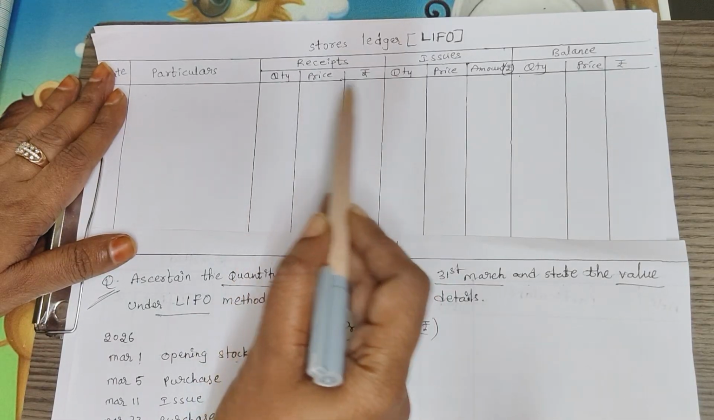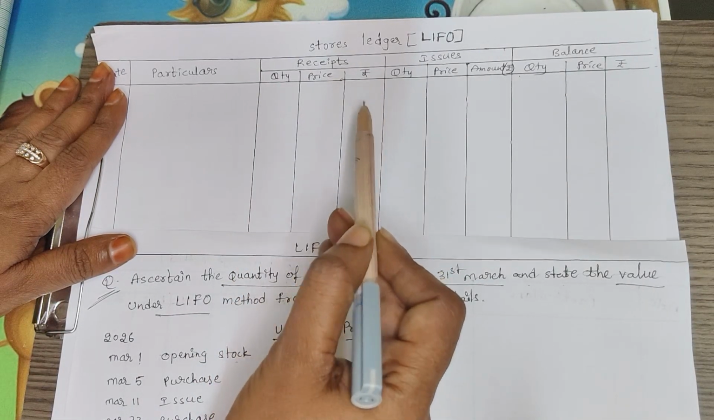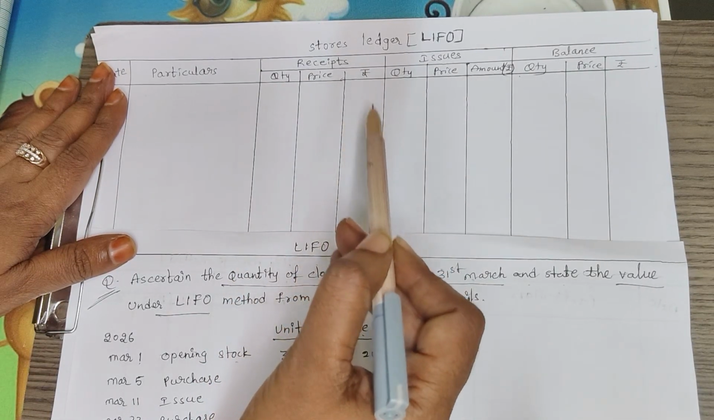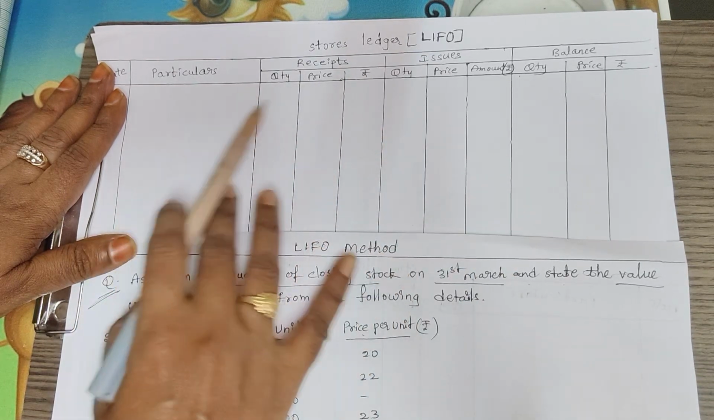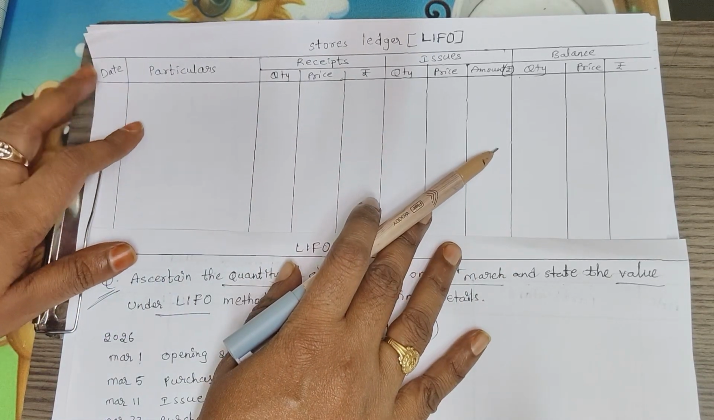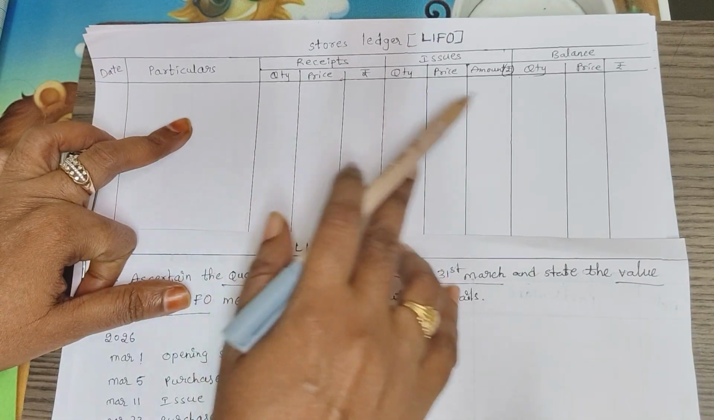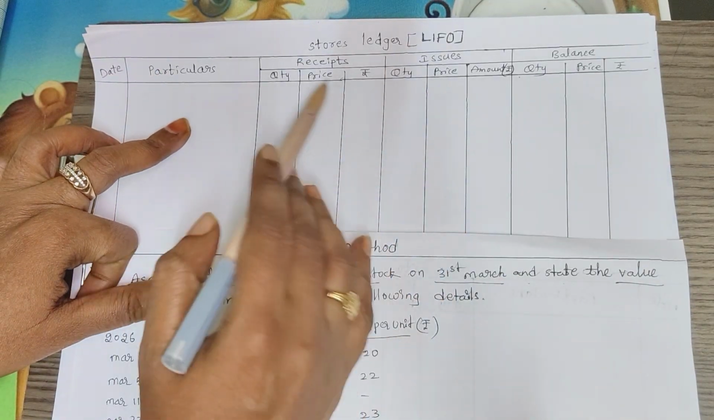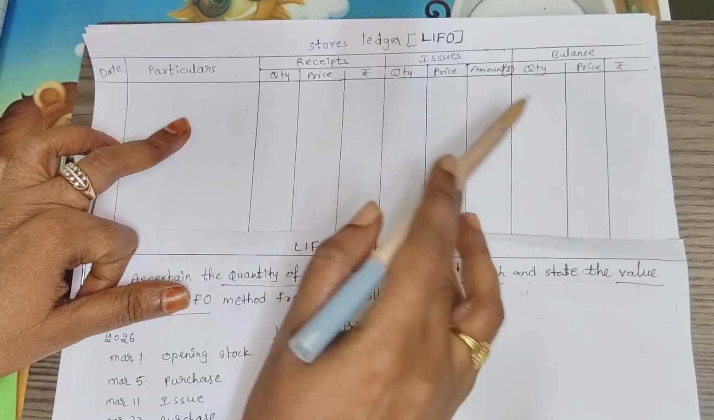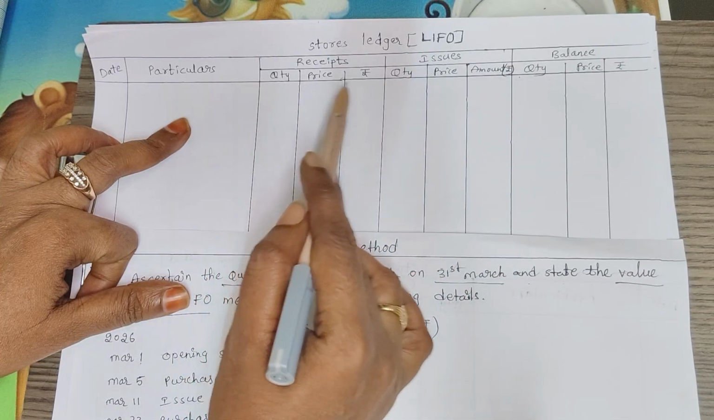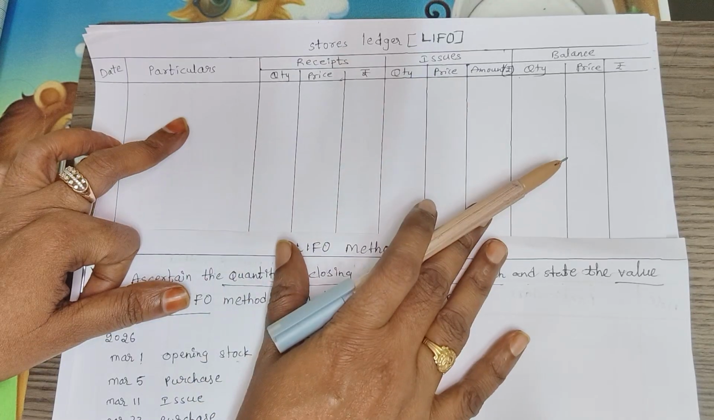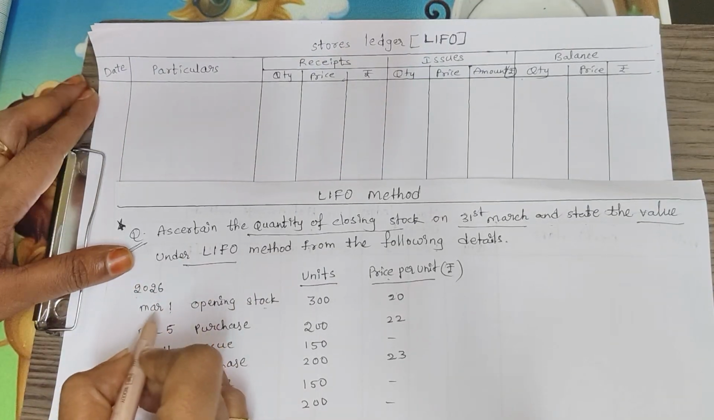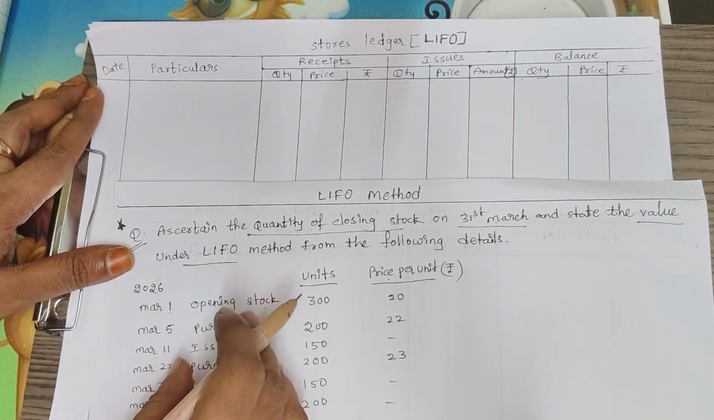So, this is our stores ledger. When you want to calculate the FIFO method, LIFO method, weighted average method or simple average method, we will use this format only. In this format, you have date, particulars, receipt, issue and balance columns, and we have sub-columns under the receipt, issue and balance columns: quantity, price and amount, that is rupees. You need to draw it like this. You need to follow date-wise chronological order.